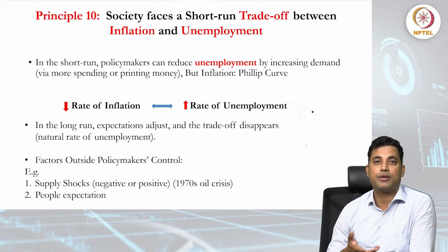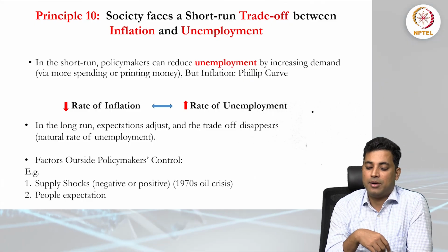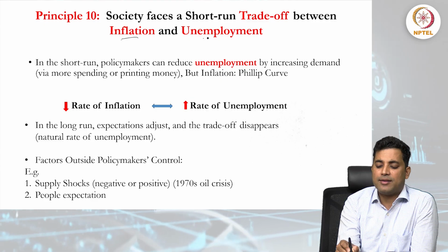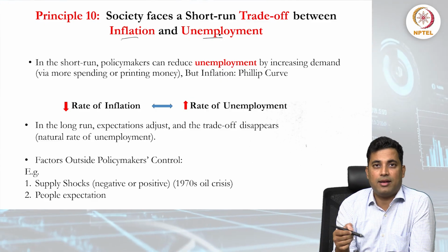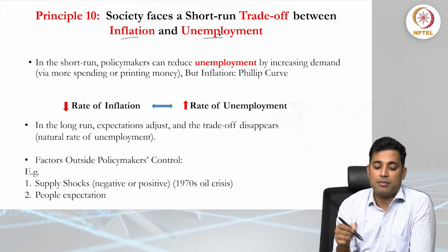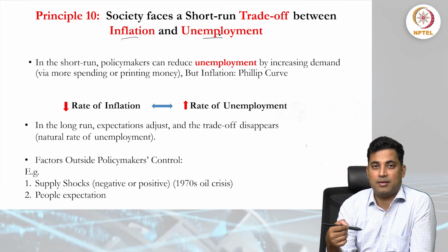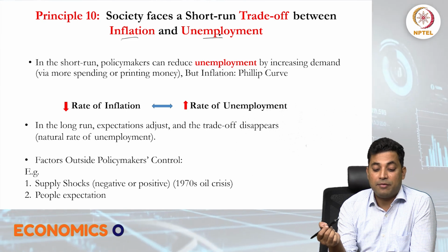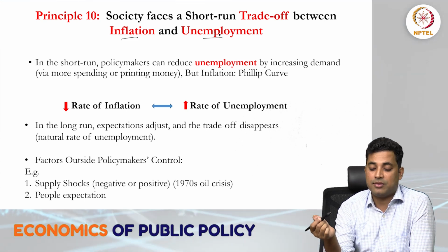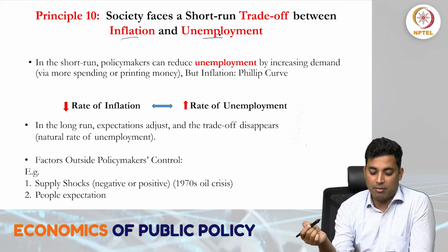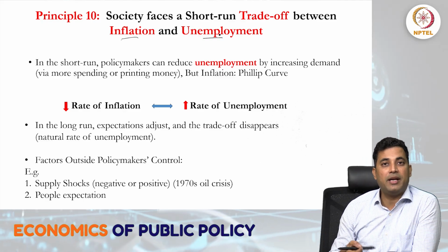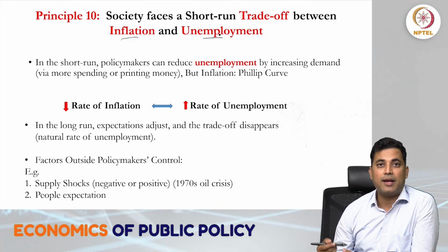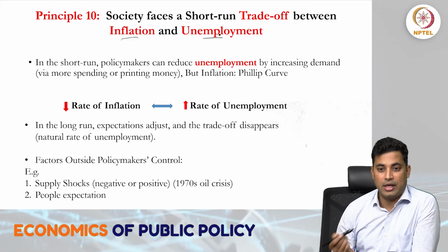So now principle 10. It talks about how society faces a short-run trade-off between inflation and unemployment. What inflation and unemployment are, we'll discuss at length in a different lecture. But inflation is the changes in the price. So in the short run, policymakers can reduce unemployment by increasing demand, either by spending more through fiscal policy, or through monetary policy by printing more money. It's like injecting more money into the economy.